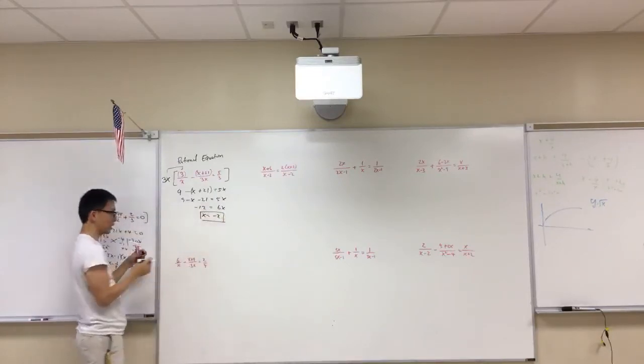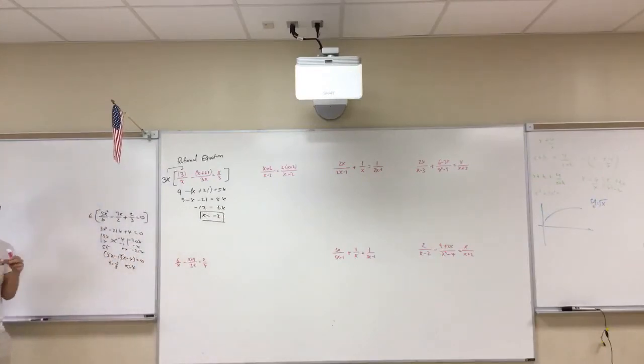Okay, you're gonna try this one here. Do it fast because we don't have a lot of time. Because 9 minus 21 is 12.